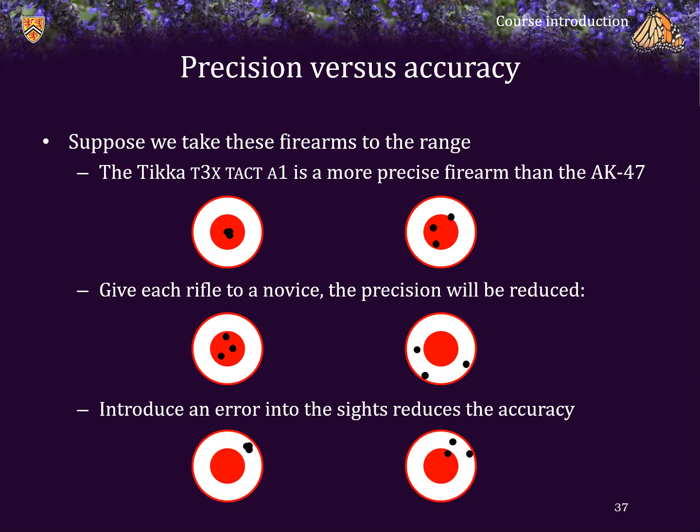Now, suppose instead we take both firearms but introduce an error into the sights. The Tikka will still be precise, but it will not be an accurate grouping. We are no longer near the bullseye. Similarly, the AK will be both imprecise and inaccurate if an error is introduced into those sights.